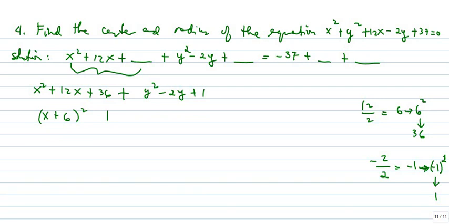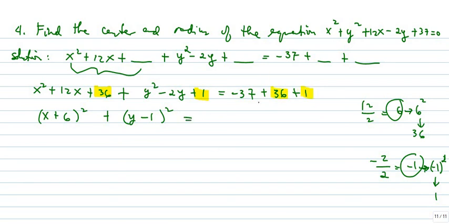So that when we write this one in a perfect square, you have y minus 1, because negative 2 divided by 2 is negative 1. If our first equation is 6, then the second equation is negative 1. So you will have negative 37 plus 36 plus 1. Because we add 36 and 1 on one side, then we will add 36 and 1 on the other side. So this time, when we add this one, that is equivalent to 0.